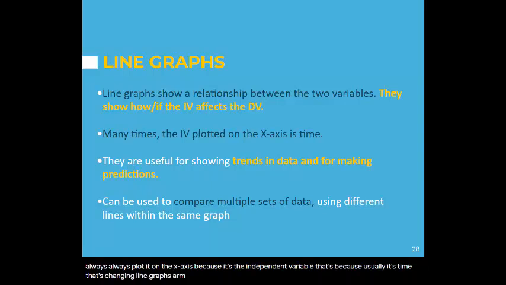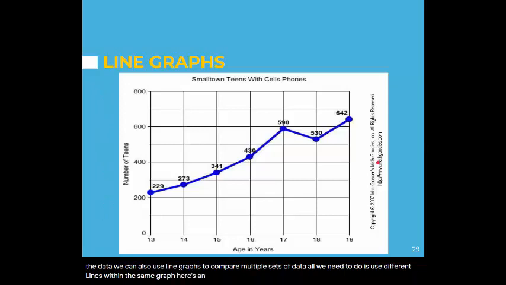Line graphs are most useful for making predictions about data and for showing trends in the data. We can also use line graphs to compare multiple sets of data. All we need to do is use different lines within the same graph. Here's an example of a line graph.